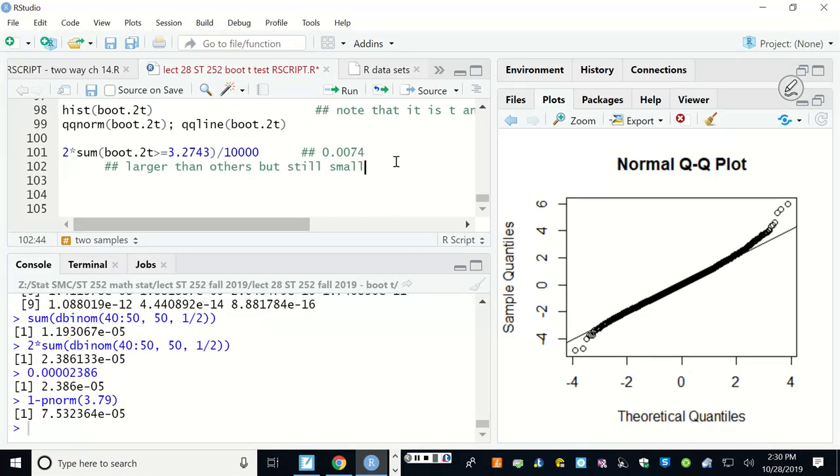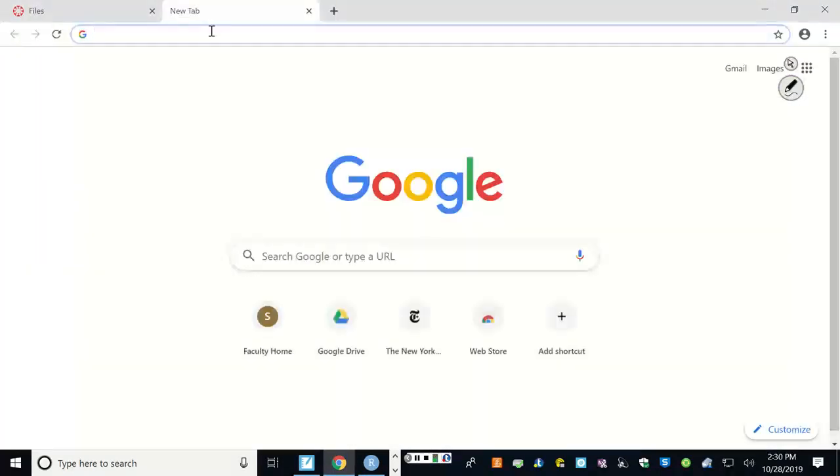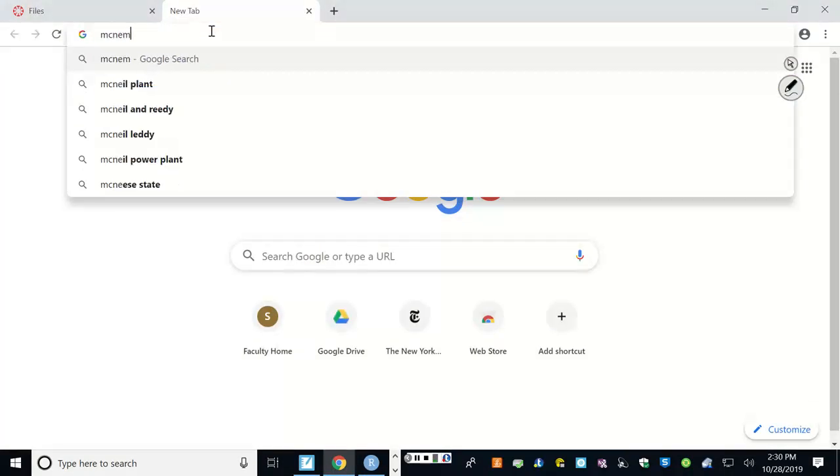So if you Google that, you should find an example or description of that. Did I put anything else? No, I didn't put anything else. So you might be able to find the McNemar's test.